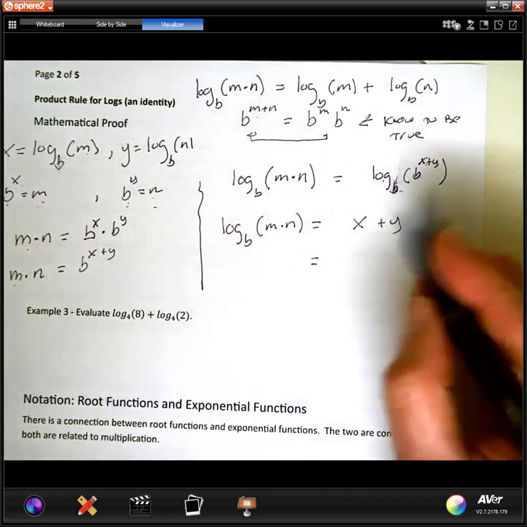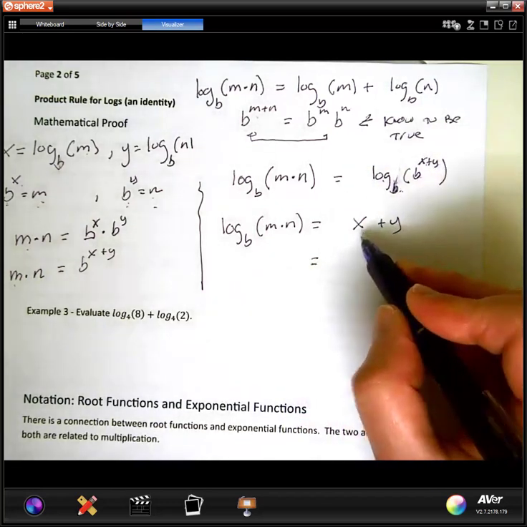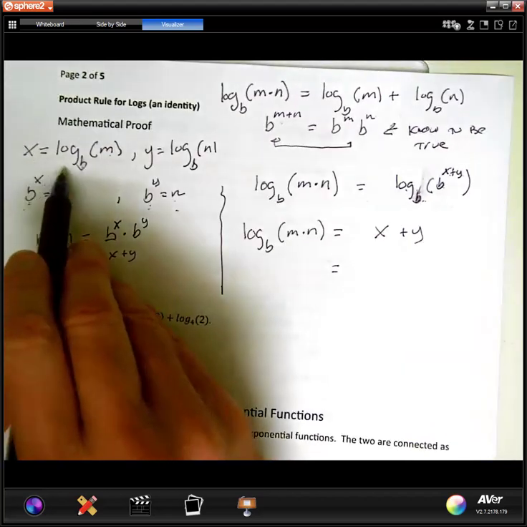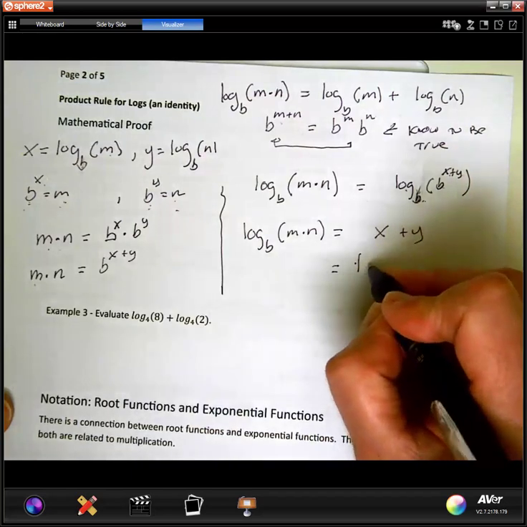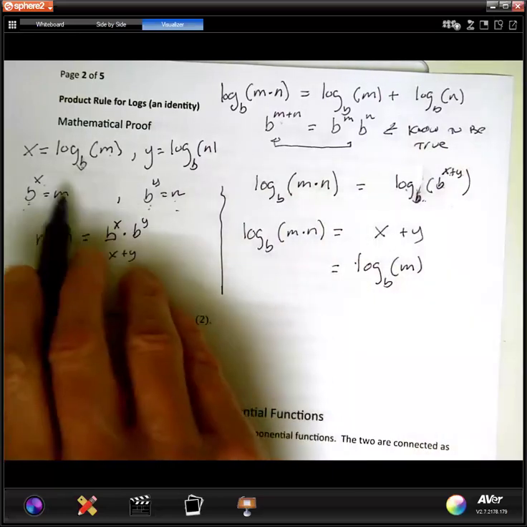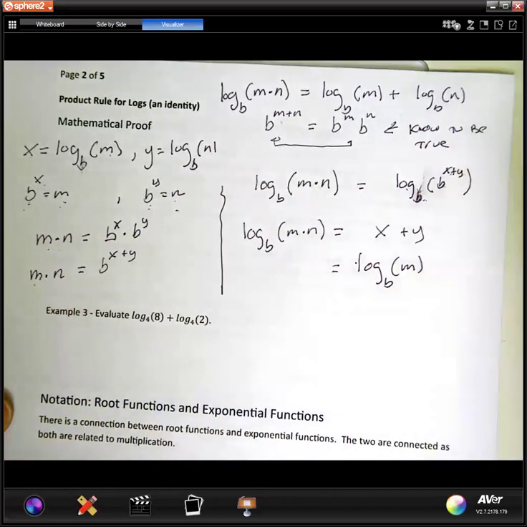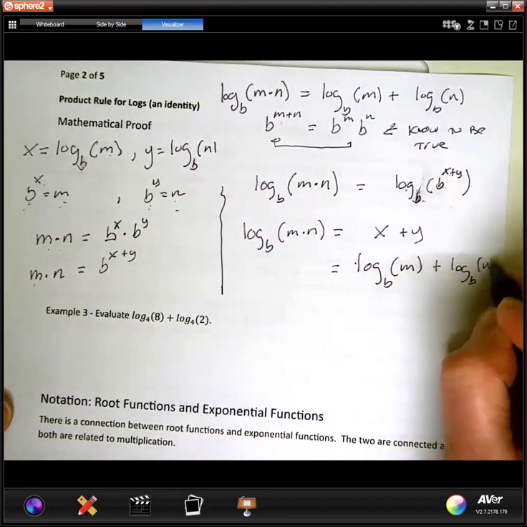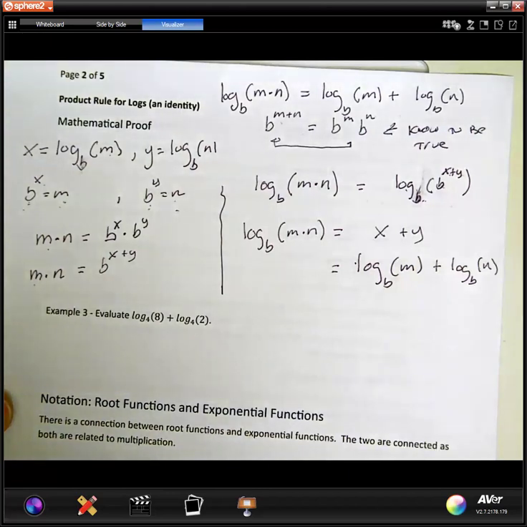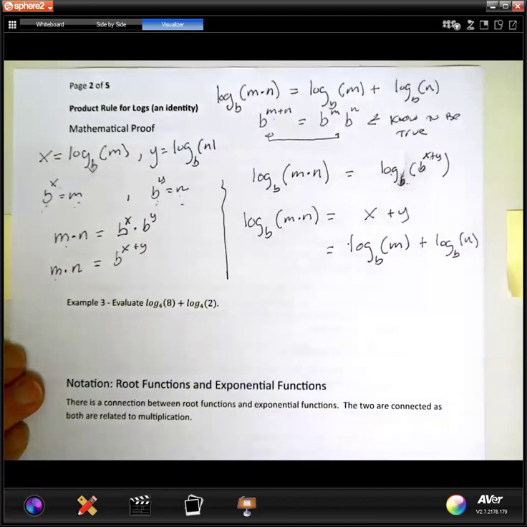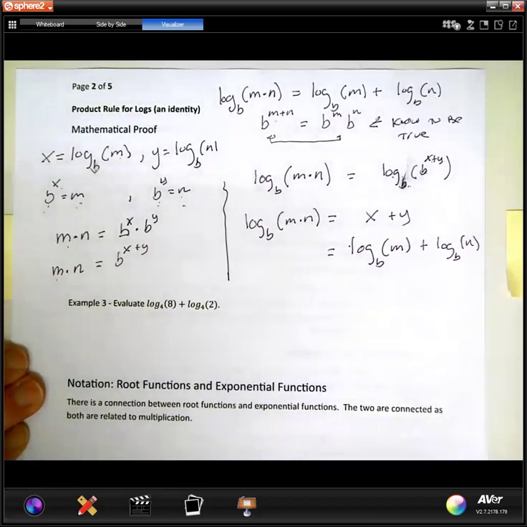Now I can come over here and ask, what's actually x? It turns out I come back to my original statement, where x is equal to log base b of m. So I'm going to substitute x with what it really is, which is log base b of m, and y with log base b of n. And there you have it. There's the product rule. Like I said, we're going to use this to prove or do certain manipulations.